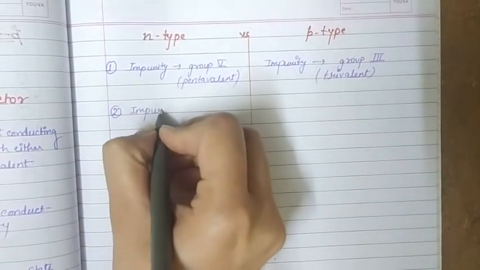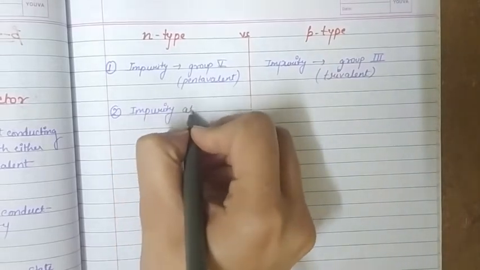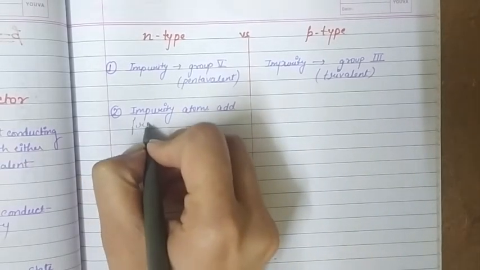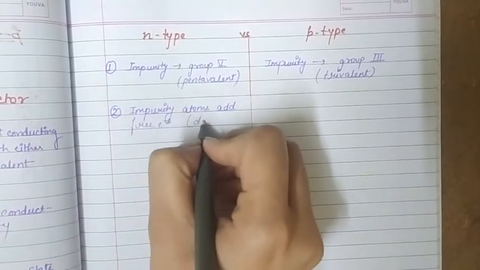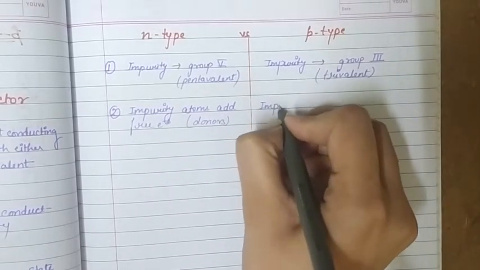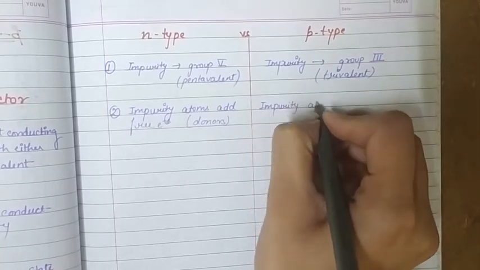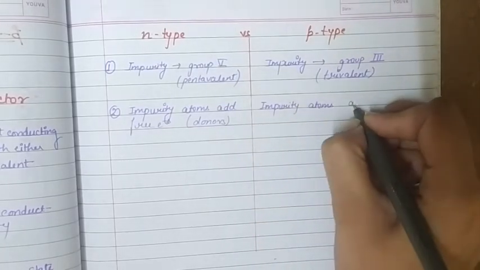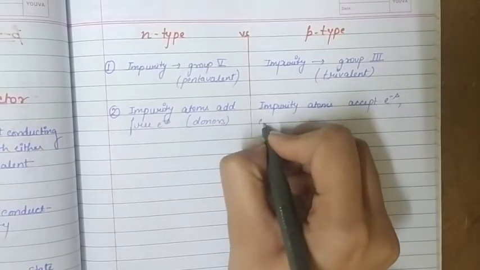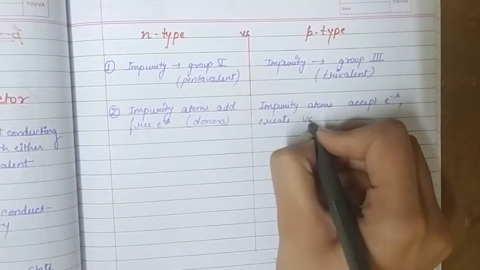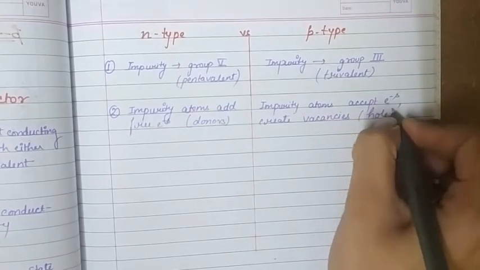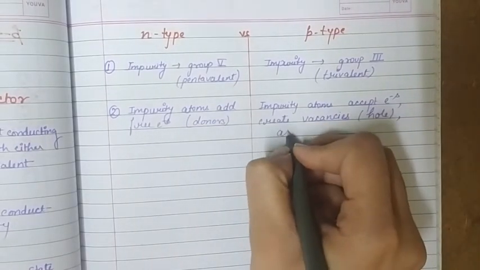in n-type, impurity atoms add free electrons and are known as donors, while in this case impurity atoms accept electrons, and that's why they create vacancies, and these vacancies are called holes, and that's why the impurity atom is called acceptor.